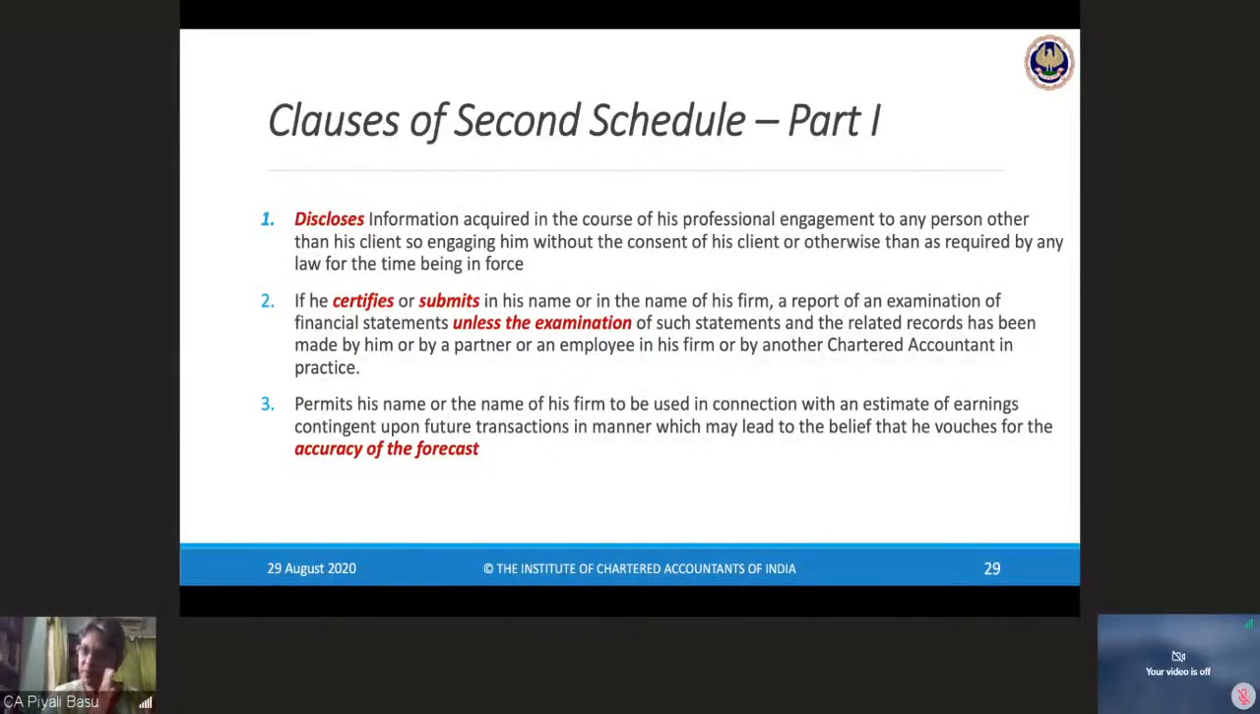So then what do we do? We do it in our name, proprietorship firm, or in the name of the firm, partnership firm, a report of an examination of financial statements, unless the examination of such statements or related records has been carried out by either the partner himself, or one of the partners in his firm, or an employee of his firm, or by another chartered accountant in practice. I can take help of another chartered accountant in practice.